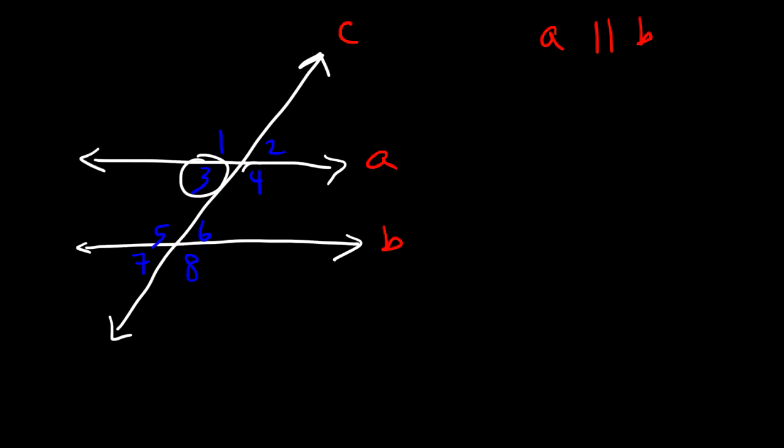Angles 3, 4, 5, and 6 are known as interior angles. When you think of the word interior, what do you think of? Interior means on the inside. So those four angles, 3, 4, 5, 6, they're in between or on the inside of the two parallel lines. Angles 1, 2, 7, and 8 are known as exterior angles because they're outside of the two parallel lines.